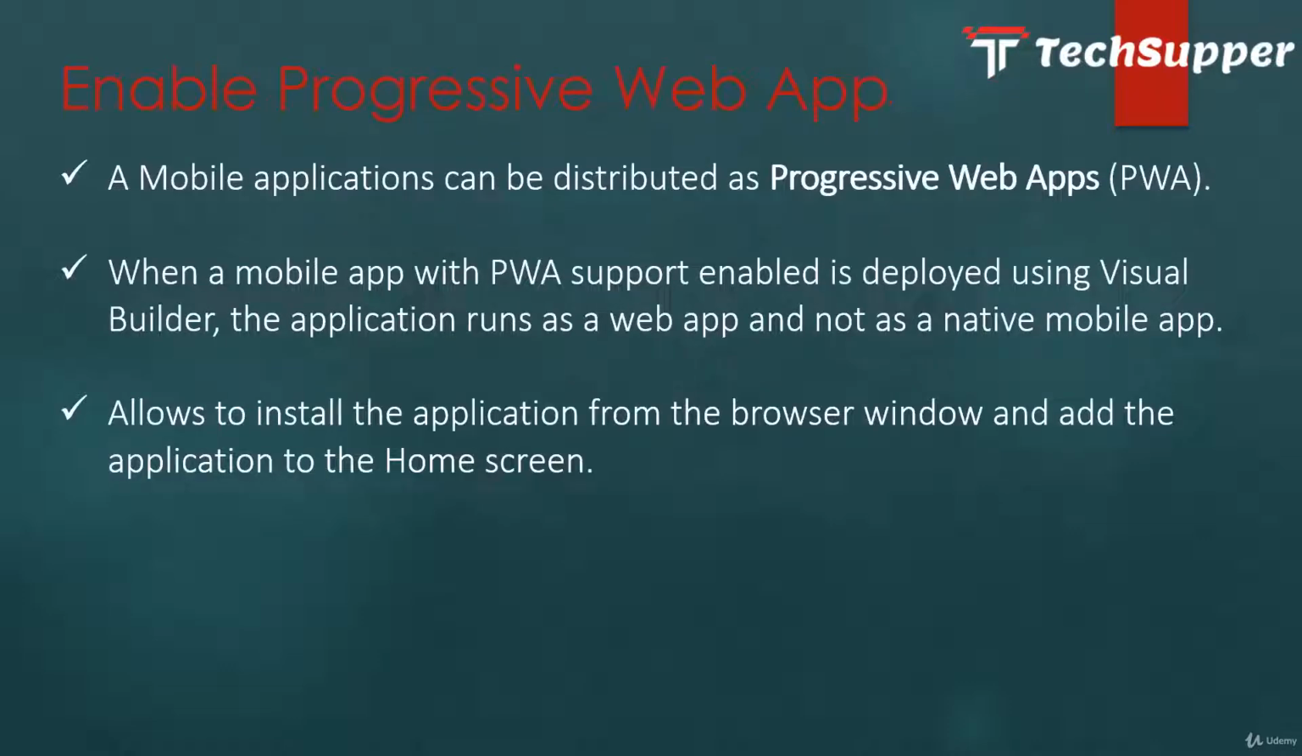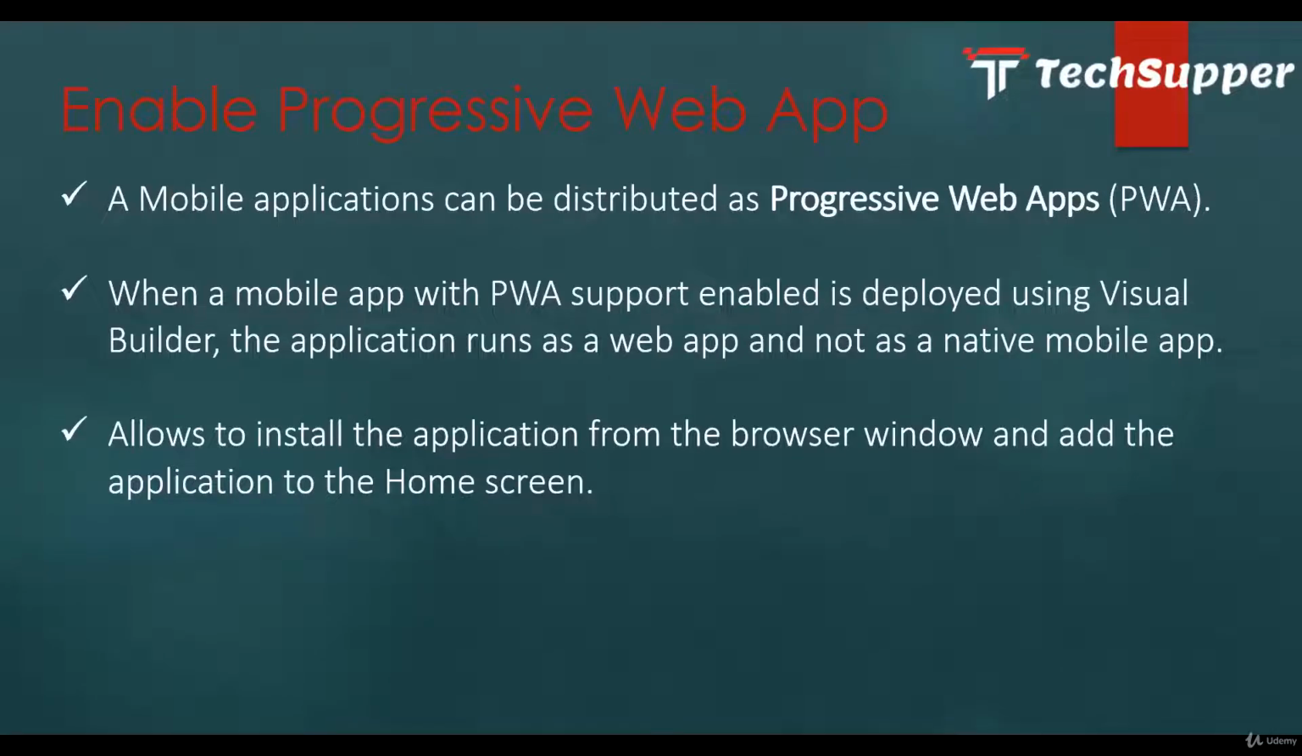Enable progressive web app. A mobile application that we develop in Visual Builder can be distributed as a progressive web app if we enable PWA support for the application. So we have to enable a few settings to enable our application as a PWA, and it can be distributed. When a mobile app with PWA support enabled is deployed using Visual Builder, the application runs as a web app and not as a native app.